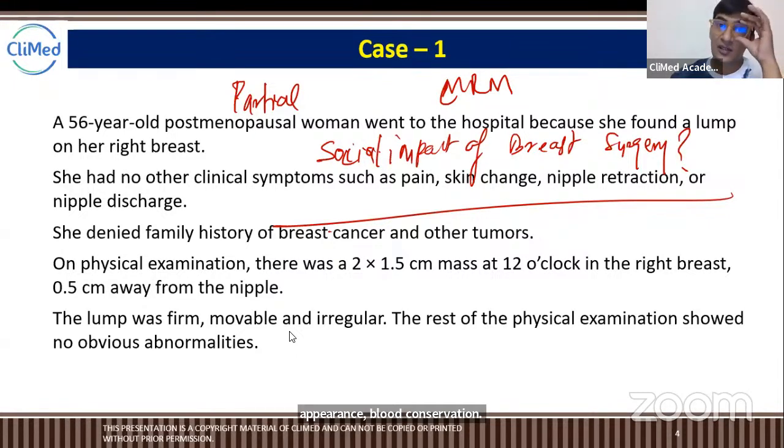Partial breast removal is called breast conservative therapy. Okay, BCT. We call it BCS, breast conservative surgery or breast conservative therapy. BCS is the partial one. Okay. Preserve normal gland functions. Definitely these are the things.